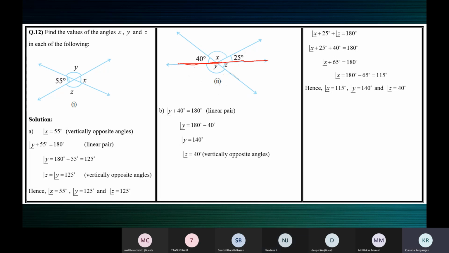Yes, then how do you find y? Ma'am, y is also 100. No, they're not vertically opposite angles. Ma'am, one angle is 40 degree, so here we have to find the y. So 40 plus y is equal to 180 degree, ma'am. So 180 minus 40. Correct. So here this is a straight line. 40 plus y is equal to 180, will give you y. And then z is equal to 40. Vertically opposite angles are equal.